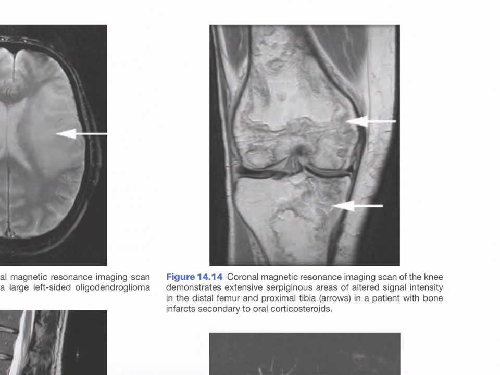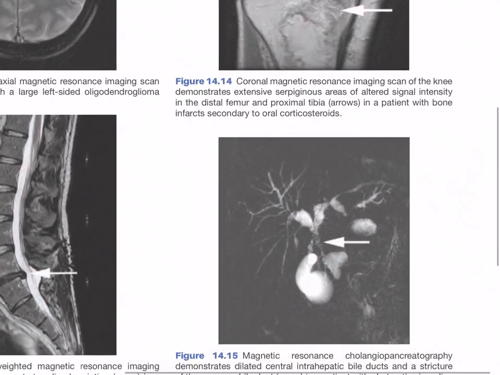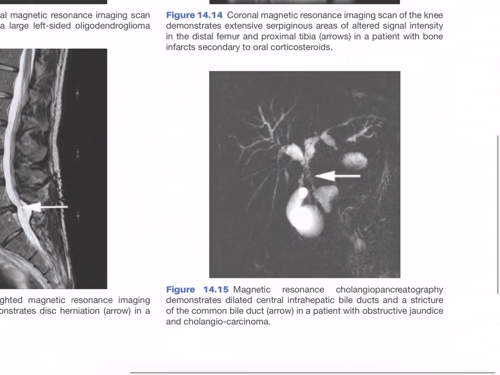Figure 14.14: Coronal magnetic resonance imaging scan of the knee demonstrates extensive serpiginous areas of altered signal intensity in the distal femur and proximal tibia (arrows are shown in the figure) in a patient with bone infarcts secondary to oral corticosteroids. This magnetic resonance cholangiopancreatography demonstrates dilated central intrahepatic bile ducts and a stricture of the common bile duct in a patient with obstructive jaundice and cholangiocarcinoma.